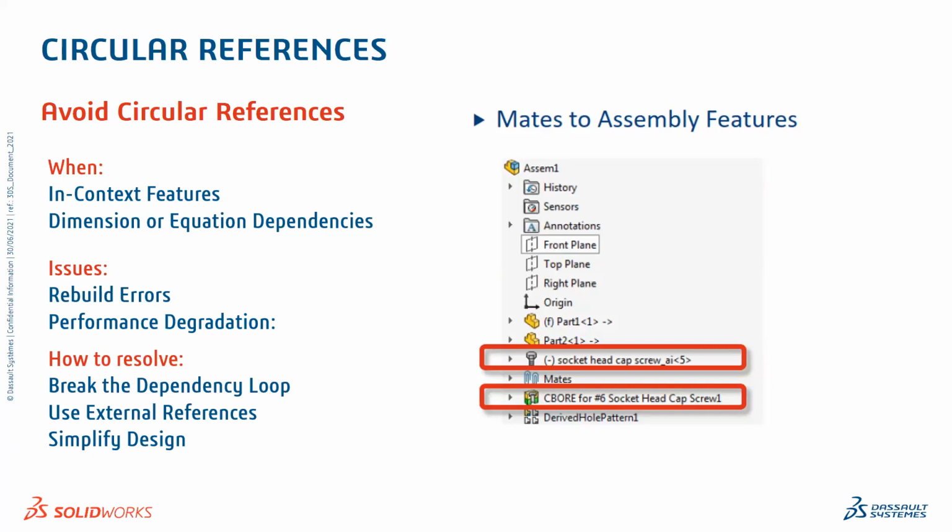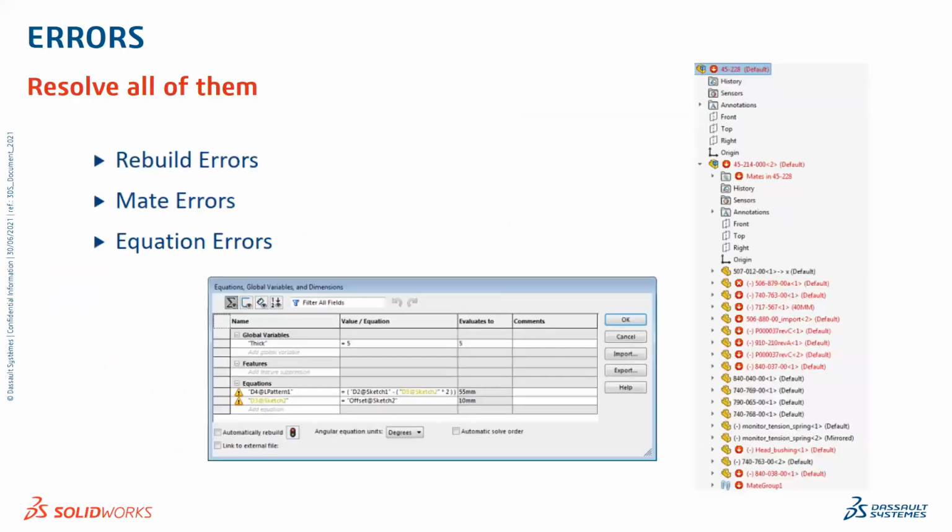So break the dependency loop and use the external references. Even though I said break the external references, when we compare between these two, external references are better than circular references. If possible, you can avoid the external references also. Simplify the design so that you can get the best performance from the CAD software.